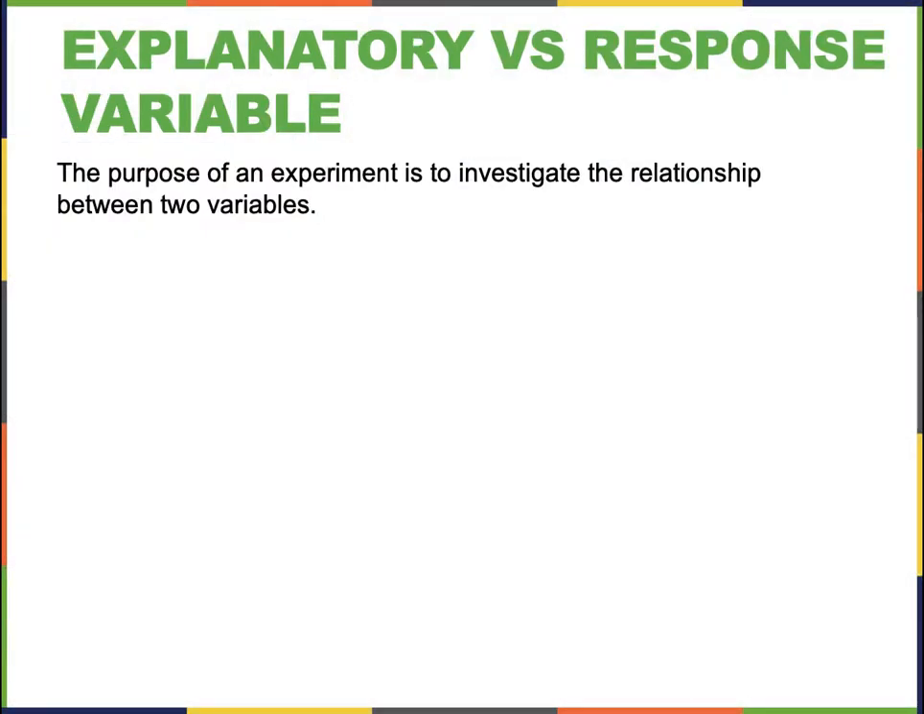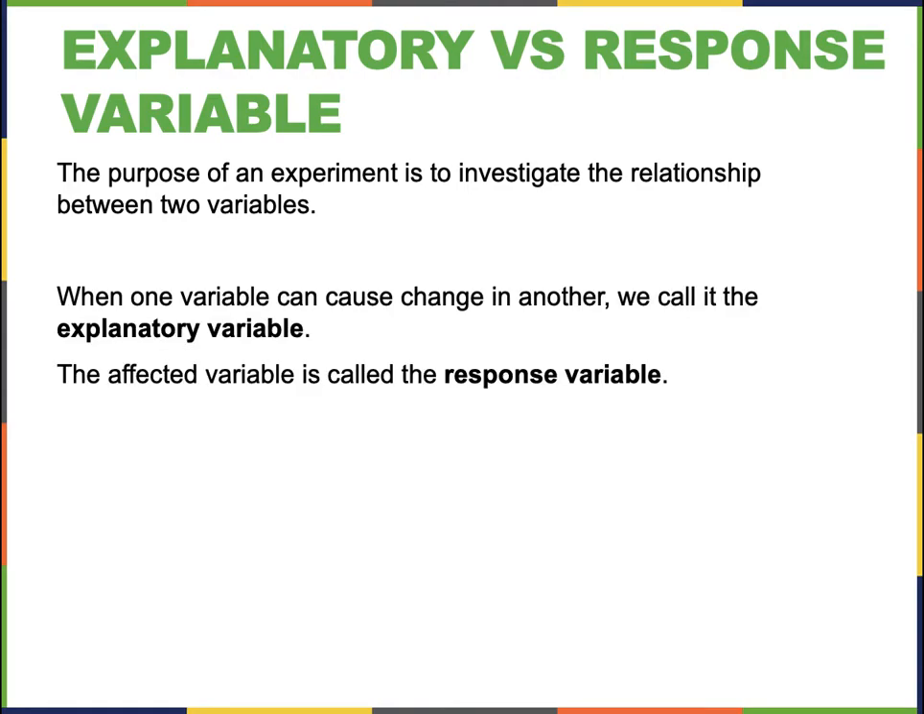Let's look at explanatory versus response variable. The purpose of an experiment is to investigate the relationship between two variables. We want to know, is there a connection between the two variables? And we have a name for these two variables. When one variable can cause change in another, we call it the explanatory variable. The affected variable is called the response variable. And a way to remember that is basically by looking at the name. The response variable is the variable that's measuring a potential response.